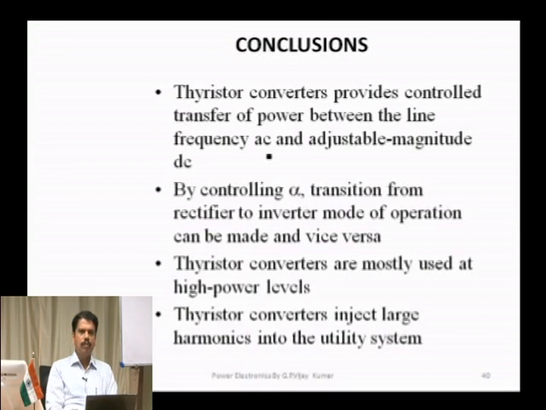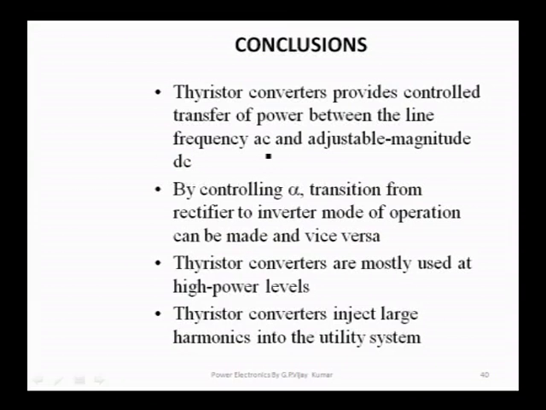The thyristor converters are mostly used in high power levels. The thyristor converters inject large harmonics into the utility system. So, this is a problem with power electronic equipment or power electronic devices. All the power electronic devices, all power electronic systems, inject harmonics into the utility system. What do you mean by harmonics? The harmonics may be first harmonic, second harmonic, where the frequency is a multiple of the power frequency. Second harmonic means the frequency will be twice F1.